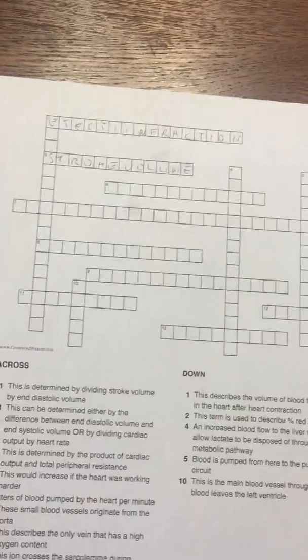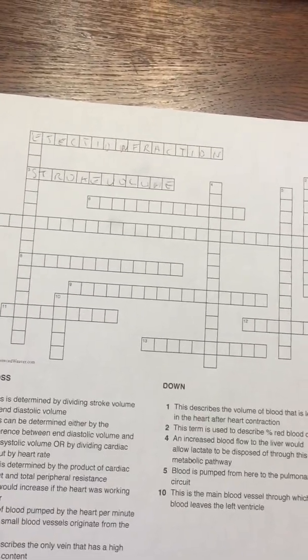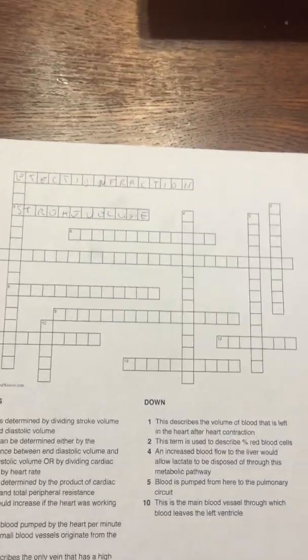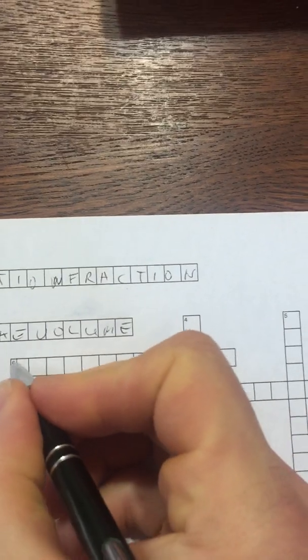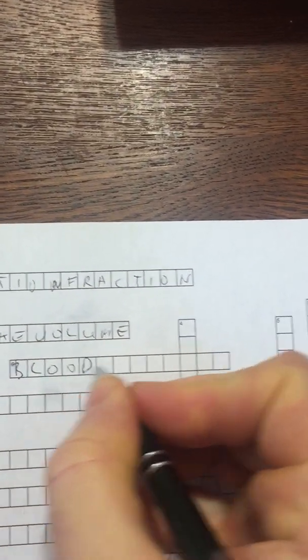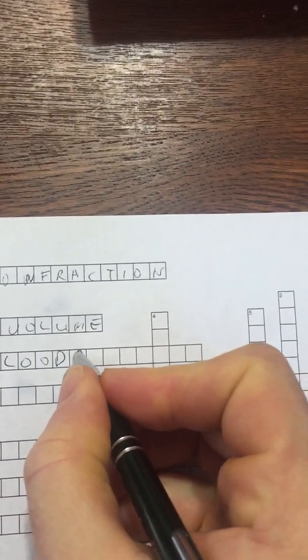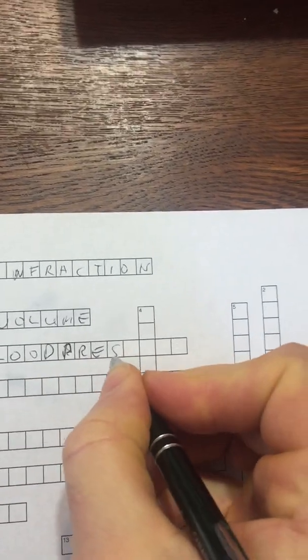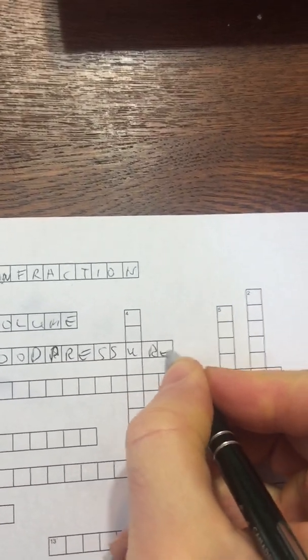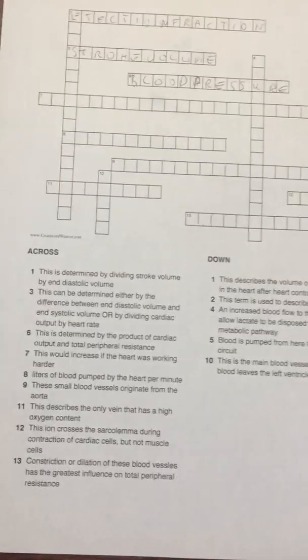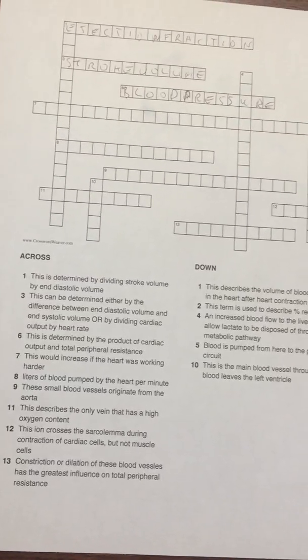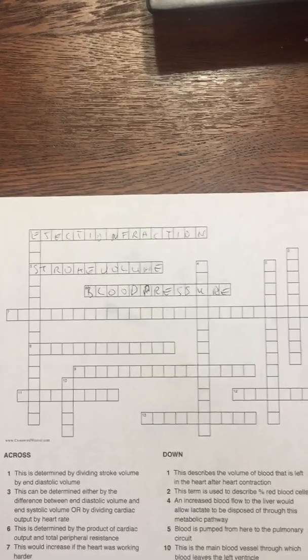The six across, this is determined by the product of cardiac output and total peripheral resistance. This is your blood pressure. The seven across, this would increase if the heart was working harder. So this is a long one, but this would be your myocardial oxygen consumption.